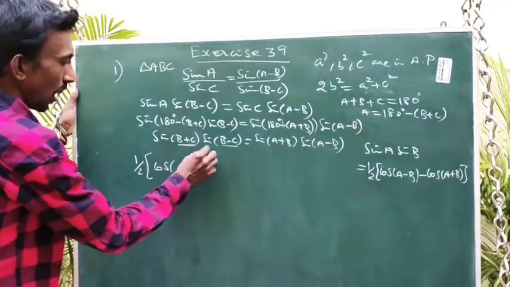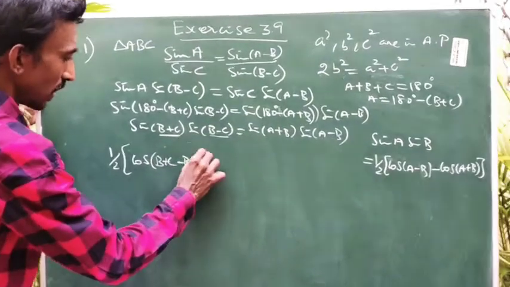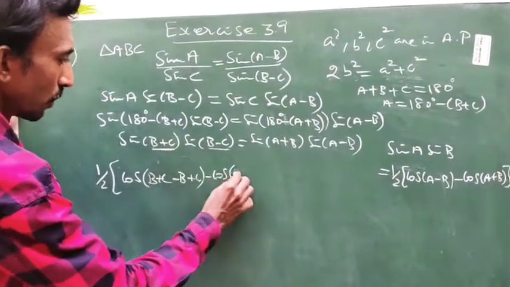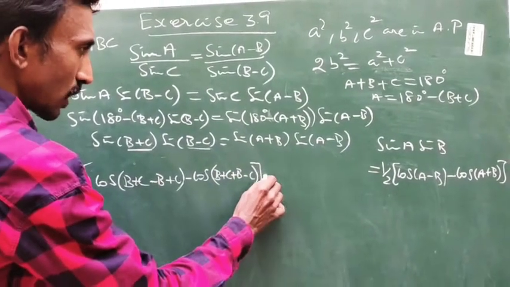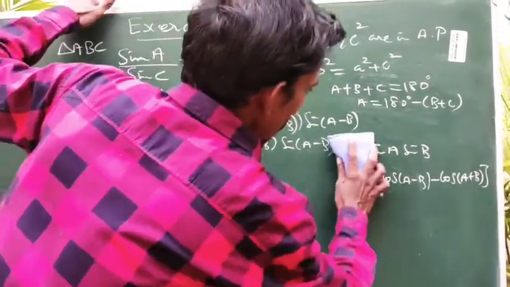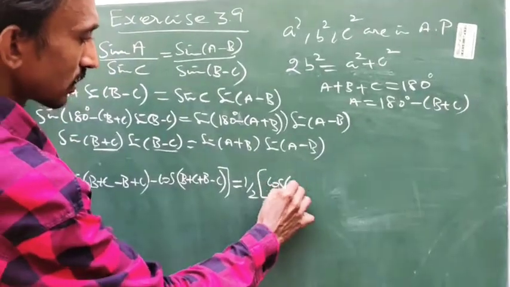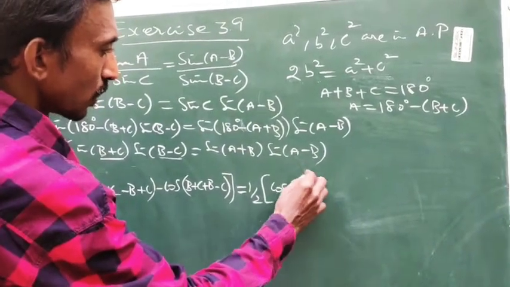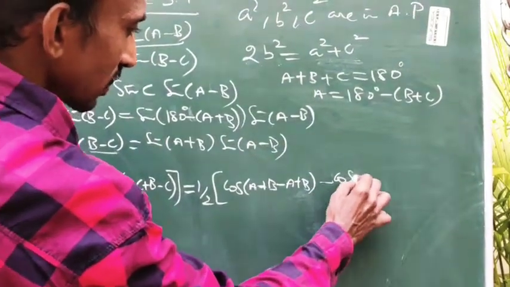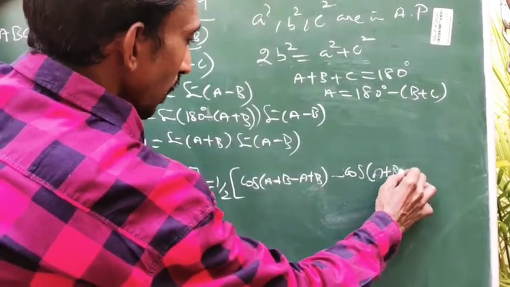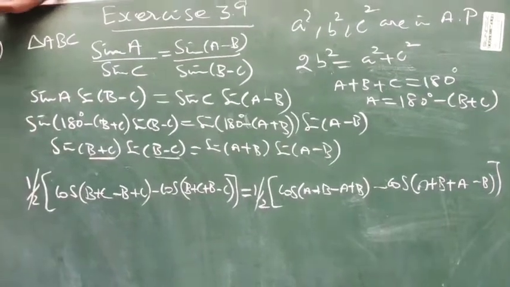For the subtraction of the two angles, I am multiplying by the negative. So cos(B plus C minus (B minus C)) minus cos of the sum of the two, (B plus C) plus (B minus C). So remember the formula. Equal to the same, 1 by 2 into cos of the difference of the two, minus cos of the sum of the two. Similarly, for the right side, cos((A plus B) minus (A minus B)) minus cos((A plus B) plus (A minus B)). So this 1 by 2 cancels.